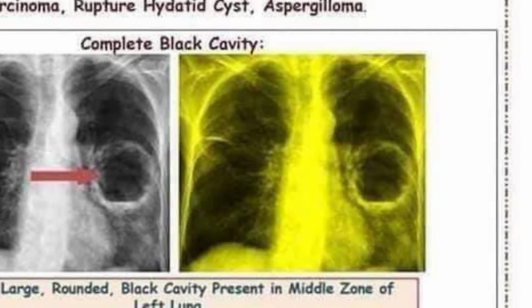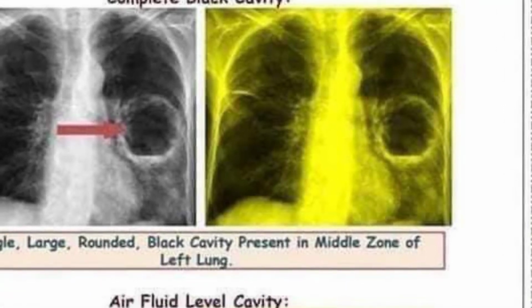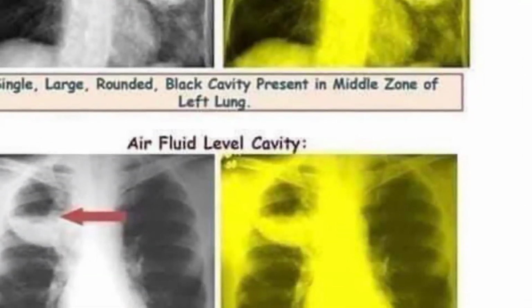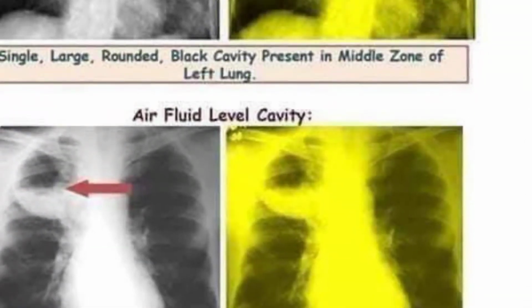This complete black cavity contains only air, and this is present in the middle zone of the left side of the lung. And this is showing an air cavity with fluid level.